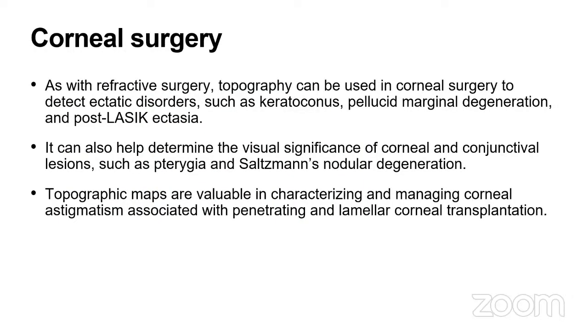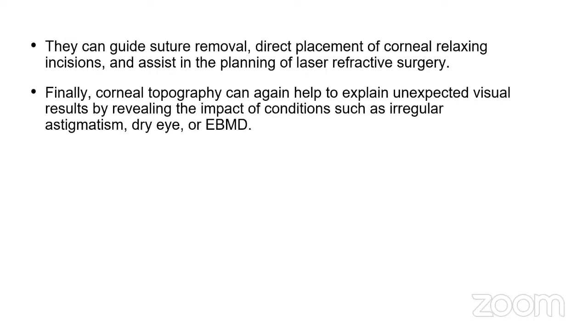Corneal surgery, as with refractive surgery: topography can be used in corneal surgery to detect ectatic disorders such as keratoconus, pellucid marginal degeneration, and post-LASIK ectasia. It can also help determine the visual significance of corneal and conjunctival lesions such as pterygium and Salzmann nodular degeneration. Topographic maps are valuable in characterizing and managing corneal astigmatism associated with penetrating and lamellar transplantation. They can guide suture removal, direct placement of corneal relaxing incisions, and assist in the planning of laser refractive surgeries.